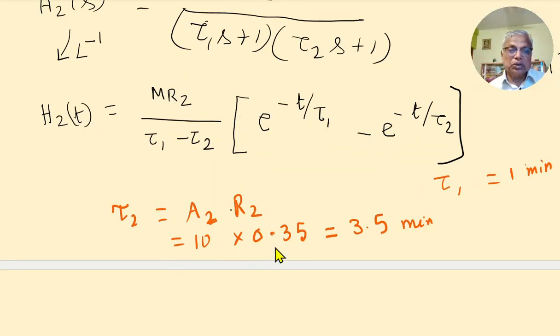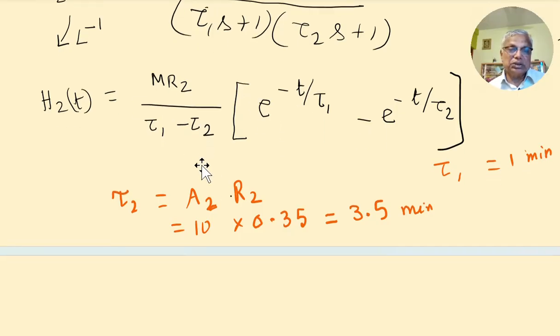R2 equals 10 into 0.35, which is 3.5 minutes. So tau 2 is 3.5 minutes. Let me substitute all these values in this equation.